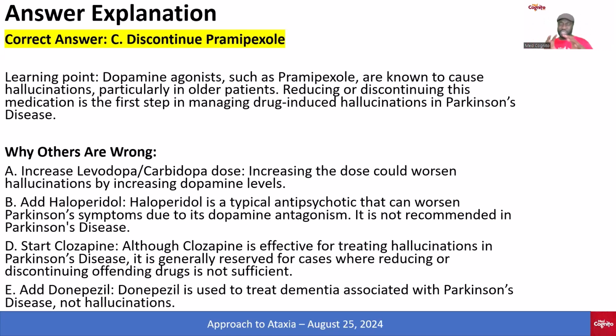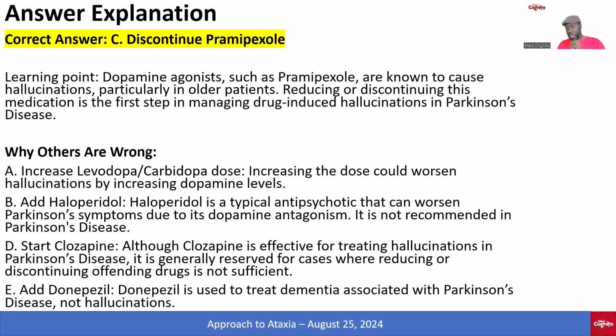I want someone to summarize our learning points today for this particular issue, hallucinations and Parkinson's disease, in relation to pramipexole, haloperidol, levodopa, carbidopa, clozapine, and donepezil. I want a volunteer, please. So, Dr. Bruni, you said that increasing the dose of carbidopa and levodopa could worsen the patient's condition because the patient is suffering from visual hallucinations. It can worsen the patient's visual hallucinations.